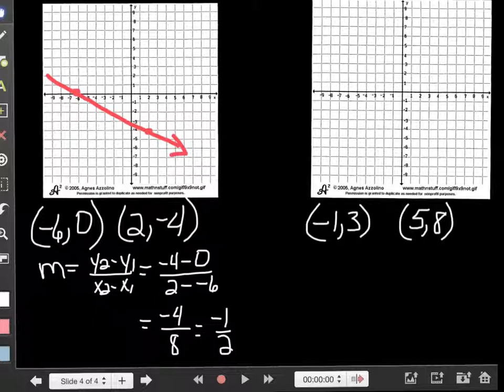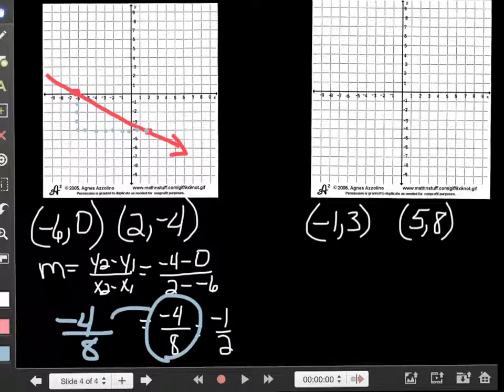So, if we start at the point negative 6, 0, we can see that we are going down. So that's negative 1, 2, 3, 4. So the rise is negative 4. Over the run would be 1, 2, 3, 4, 5, 6, 7, 8. Over a positive 8. And that is what we got here. Now we said that reduced to negative 1 over 2, so let's see if that also works.